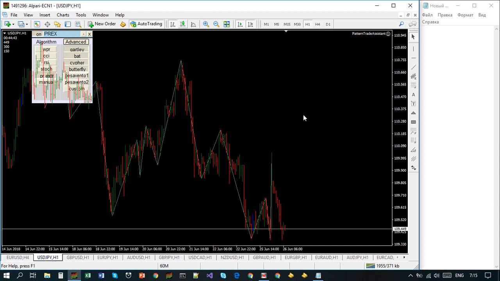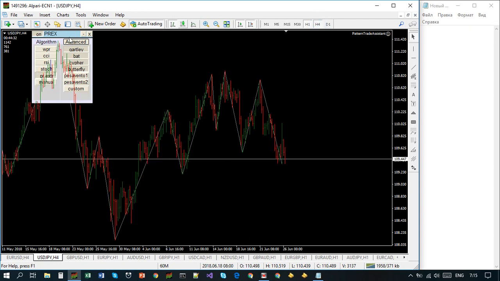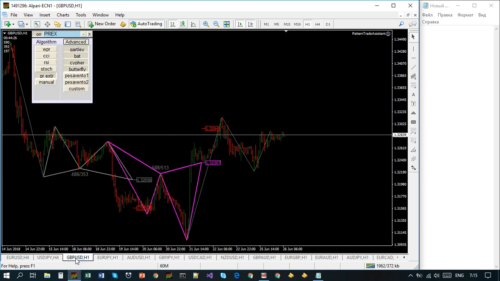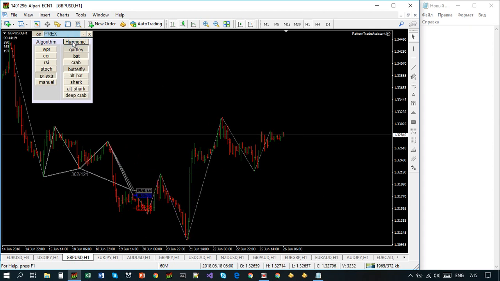Let us switch to dollar yen. Dollar yen advanced patterns, nothing. Harmonic patterns, nothing. 4 hour advanced patterns, nothing. Harmonic patterns, nothing. Okay, next pair, pound dollar, GBP USD 1 hour advanced patterns, nothing.